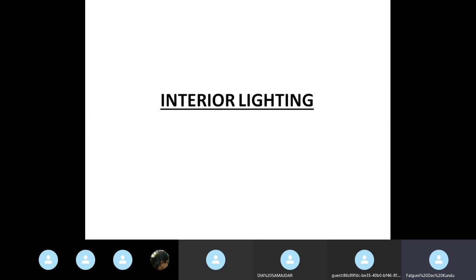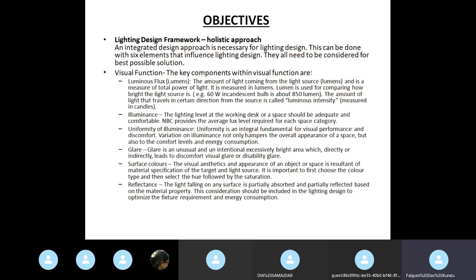So today we are going to discuss the interior lighting. Interior lighting means the lighting required for our daily work at different places. So what are the objectives of interior lighting? An integrated design approach is necessary for lighting design. This can be done with the 6 elements that influence the lighting design. They all need to be considered for the best possible solution.